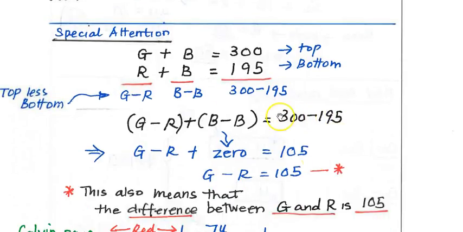So your teacher would have taught this special way of dealing with this equation. So you get G, green pen, minus red pen is 105. This also means that the difference between G and R is 105. Take note of this, very important. 105 is the difference between G and R.